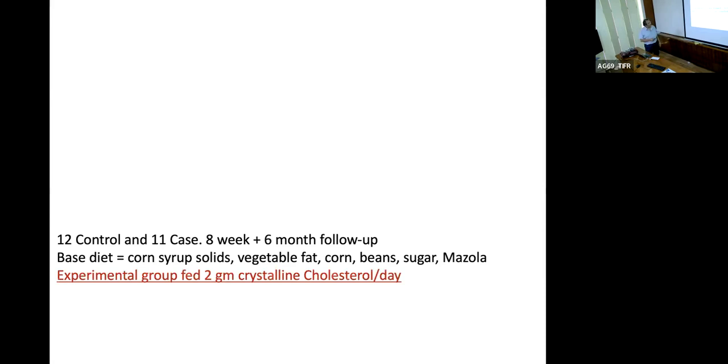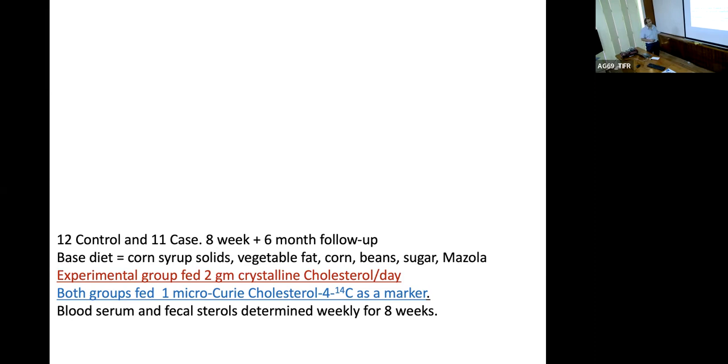Then the experimental group was fed 2 grams of crystalline cholesterol. And both groups were fed radioactively labeled carbon-14 labeled cholesterol, which should have been illegal, but was not. So this allowed them to actually monitor how much of the cholesterol was labeled and how much of it was synthesized by the liver. If you don't eat any cholesterol, you will still make cholesterol, because you cannot live without cholesterol. Your system needs cholesterol, and the liver can synthesize it. Okay. And then they took serum and people's samples for 8 weeks and followed up for six months and measured everything. And here's what they found.